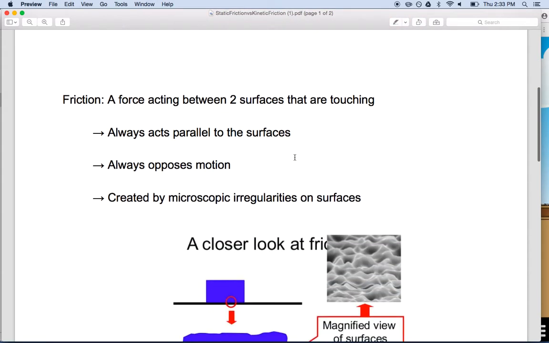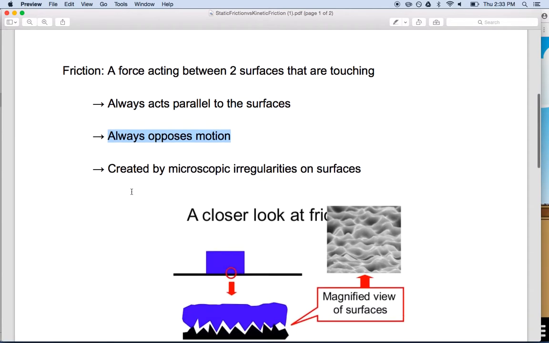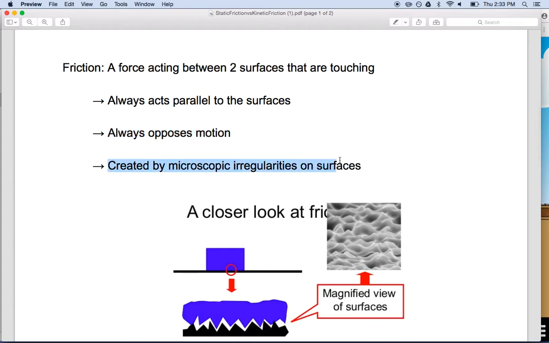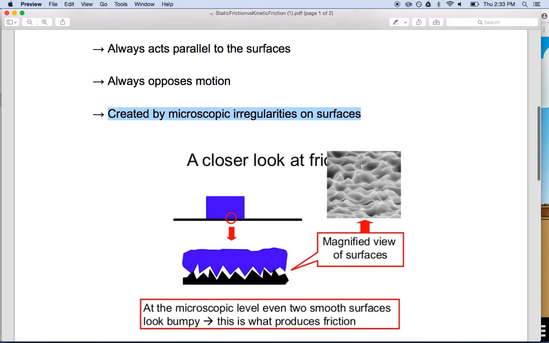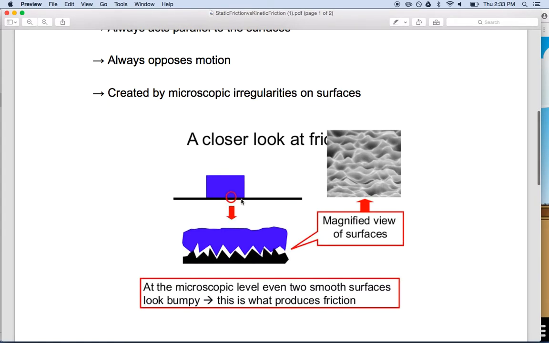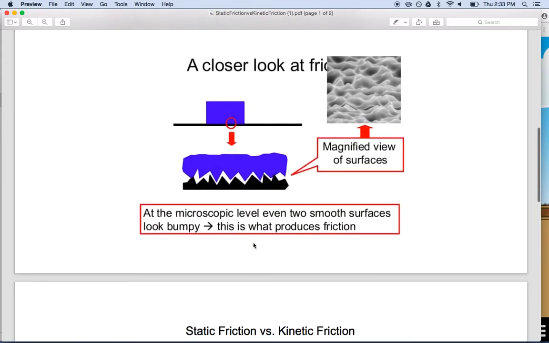First of all, my quick definition for friction is a force acting between two surfaces that are touching. Easy. Also, note that friction always acts parallel to the surfaces. It always opposes the motion. And the source of friction is actually microscopic irregularities on surfaces. I just grabbed this image from the internet, and you can see that what might look like a smooth surface is microscopically actually full of a bunch of bumps. These bumps have to move over each other. That's what's going to create friction.